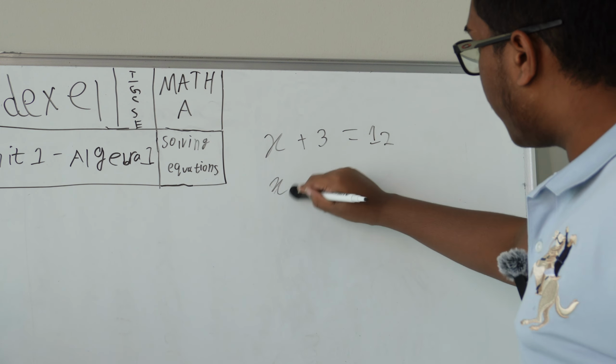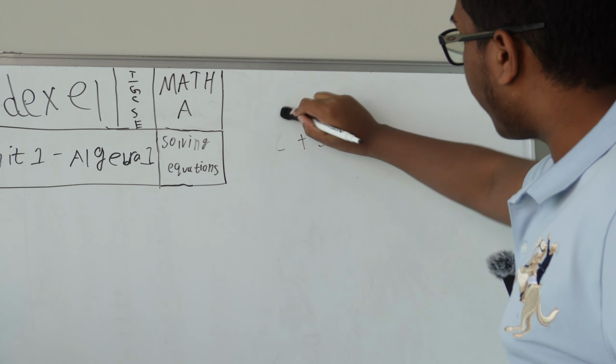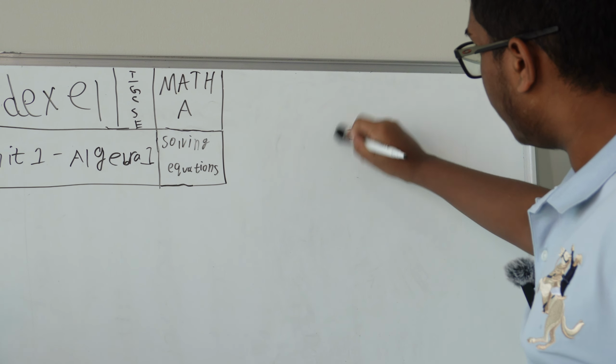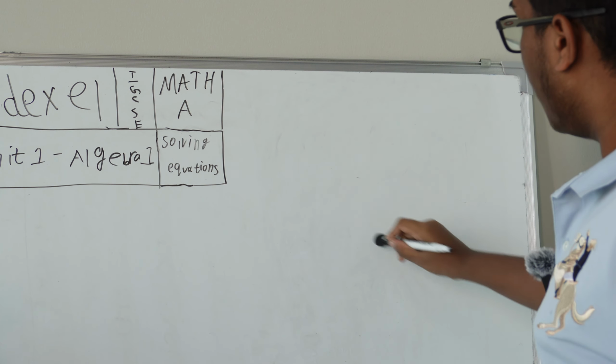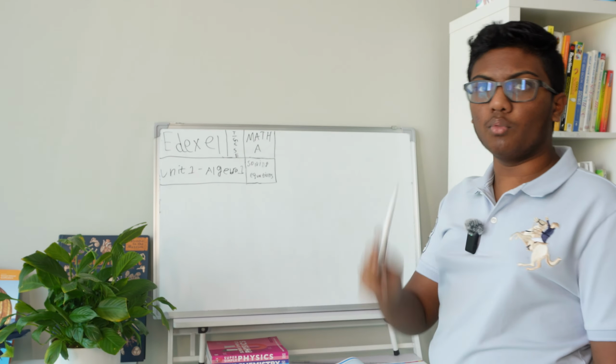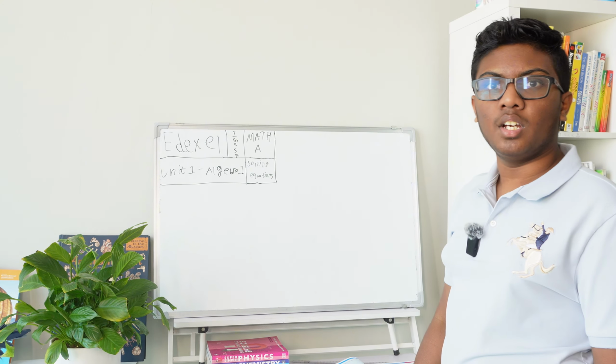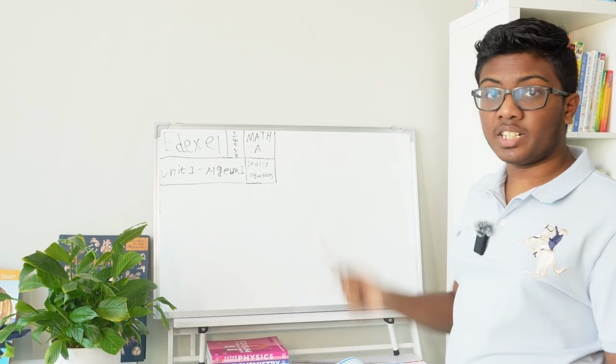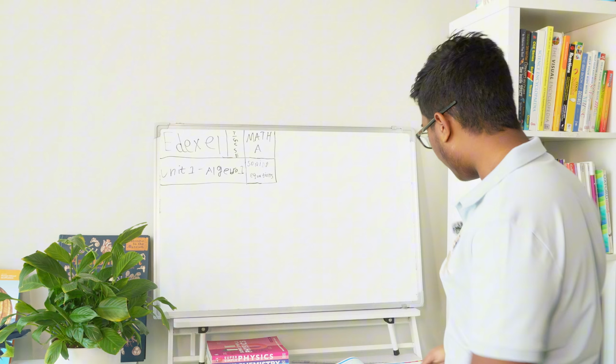Now let's move on to something a bit more complex. Now x minus 3 is equal to 12 is the same case. Just move the minus to the other side, or just add 3 on both sides. Simple, isn't it?